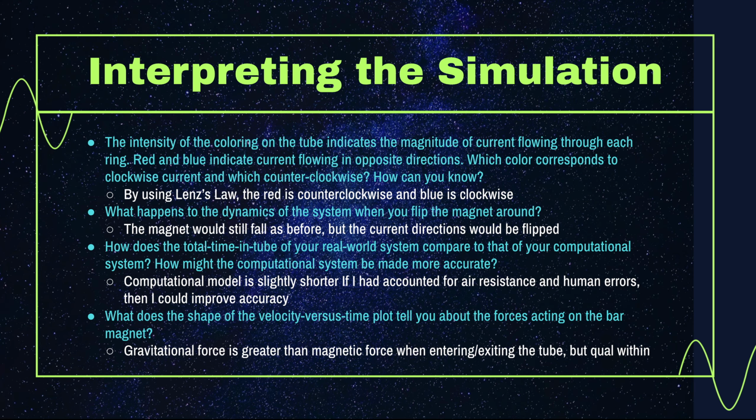The reason the velocity versus time plot has that shape is because at the beginning and end of the tube, gravity dominates, but inside the tube, the magnetic force nearly balances gravity, which creates a very small constant velocity. And then once it exits, again the gravitational force is dominant over the magnetic force.